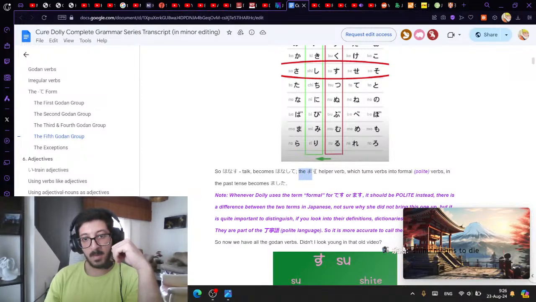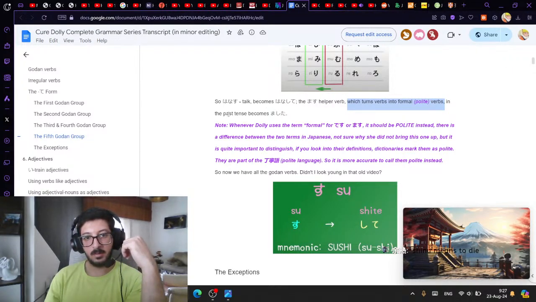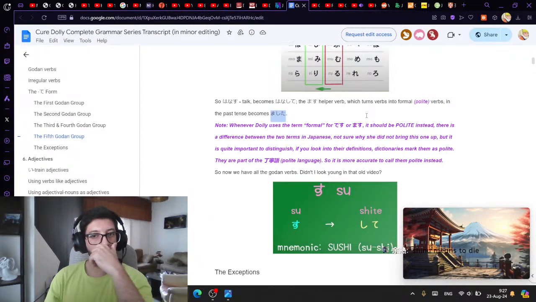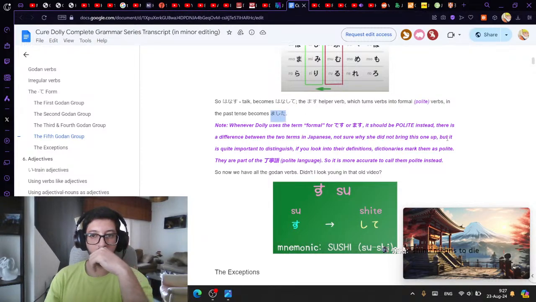And the masu helper verb: hanashite, talking; hanashita, talked. The masu helper verb, which turns a verb into a normal polite verb, in the past tense becomes mashita, the past tense. Mashita. And mashite for the te form.